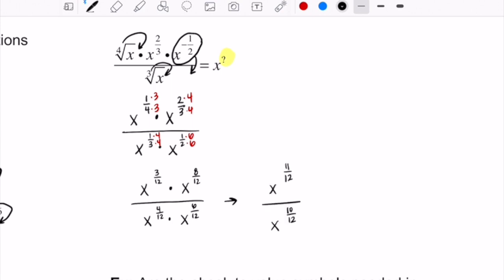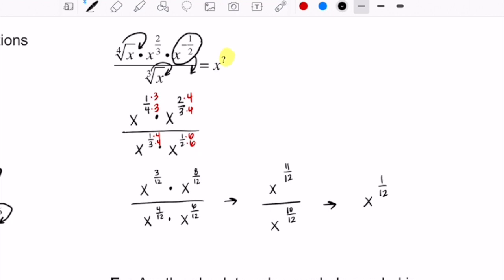So in the top, I'll get 11/12, and then in the bottom, I'll get 10/12 as my exponents. The last step I need to do is apply the division property of exponents, which says that when you're trying to simplify and the bases are the same, you subtract the exponents. And so here, 11/12 take away 10/12 will give me 1/12 in my exponent.